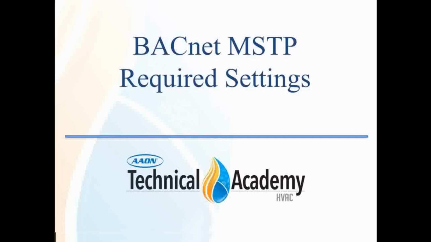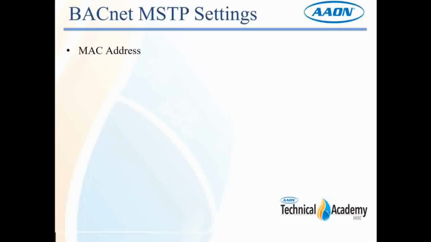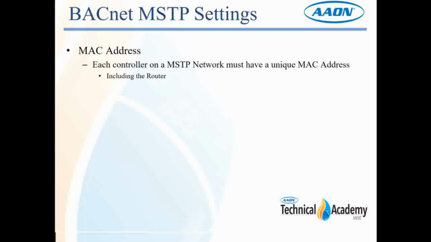So now let's talk about some of the settings that are required for BACnet MSTP. The first setting that's required is the MAC address. Each controller on an MSTP network must have a unique MAC address. Now, this includes the router. If you go back to that previous screen, you'll remember that there's three devices connected up to each of those loops. You have two VCCX controllers and the router. So all three of those have to have a unique MAC address associated with them.